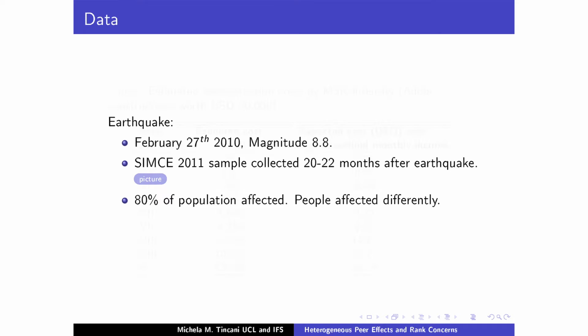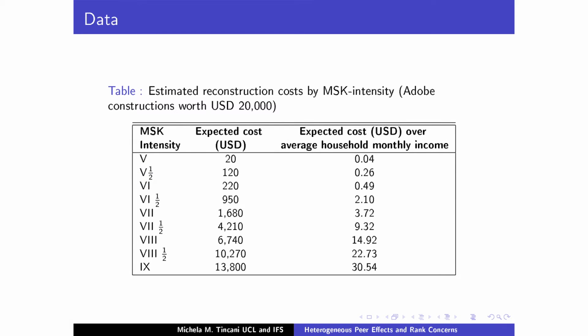So if I go to my data set and I look at the damages to the homes of the students in my data set, I see that they actually varied from $20, which is about 4% of the average household income in my sample, to almost $14,000. Now, parents and households didn't have to pay this cost. They were all covered by the government. But this is just to give you an idea. There was a lot of variance in the damages to student homes.